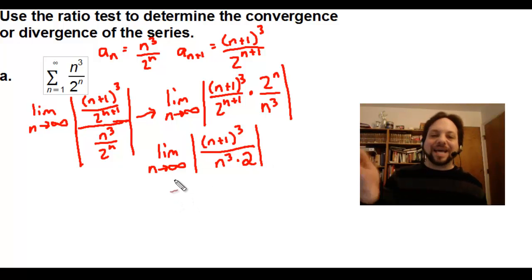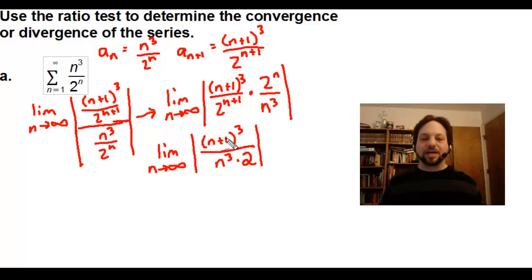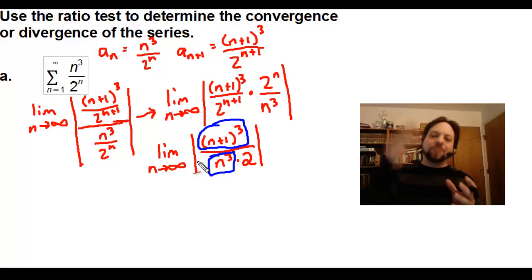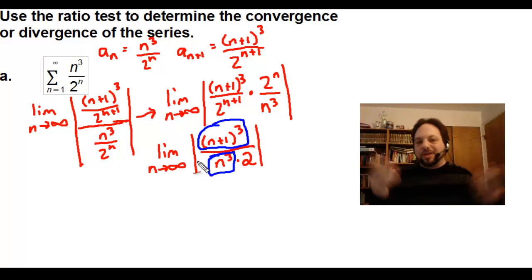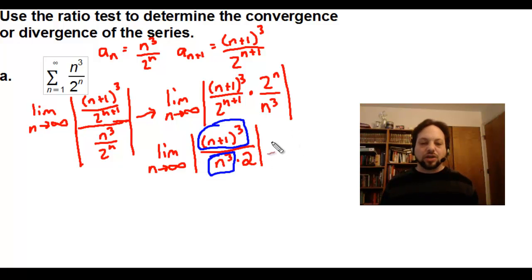Now, as n approaches infinity, I hope you can tell that this n plus 1 cubed that I have on top and this n cubed that I have on the bottom are essentially going to cancel each other out. For large values of n, n plus 1 cubed and n cubed are essentially the same. So if I do cancel those out, what I'm going to end up with here is simply 1/2.